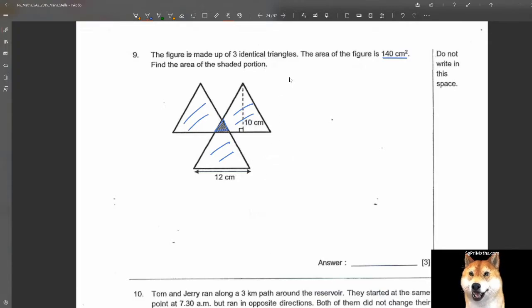So we can try to visualize by separating the 3 triangles out. For example, this is the top left triangle. This is the shaded center points here. This is the top right triangle, overlapping triangle here, and the bottom triangle. The overlapping will be here.